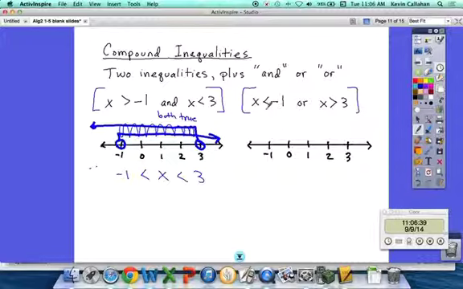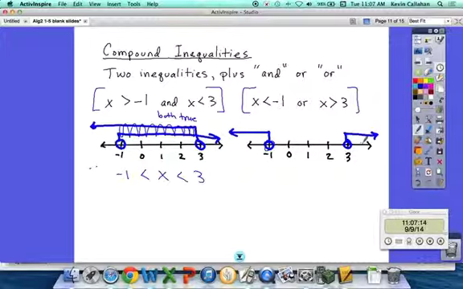X less than -1 would be open circle here, shaded to this side. X greater than 3 would be open circle here, shaded to that side. So the solution on the graph, it's both that piece of the graph and that piece of the graph, right? If x is over here, it solves the whole thing. If x is over here, it solves the whole thing.